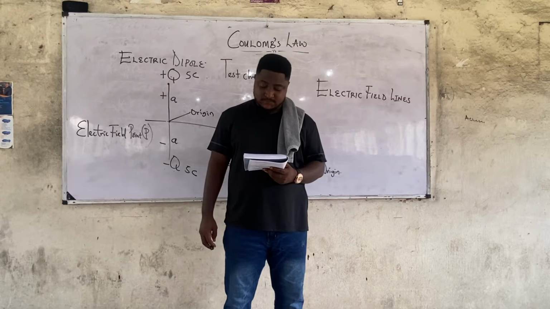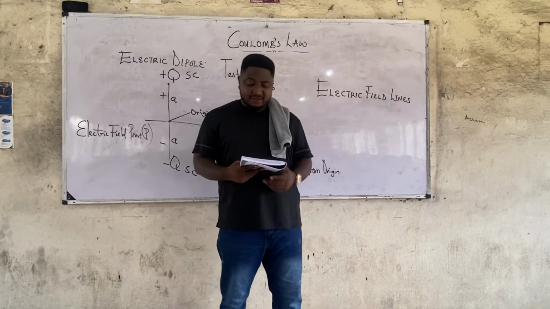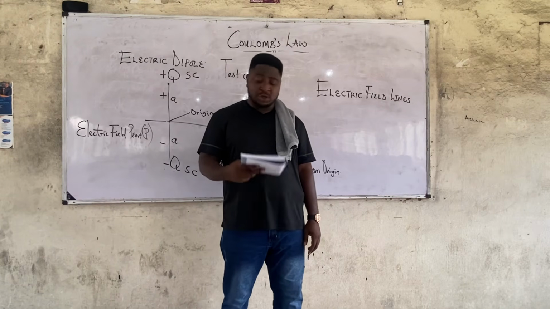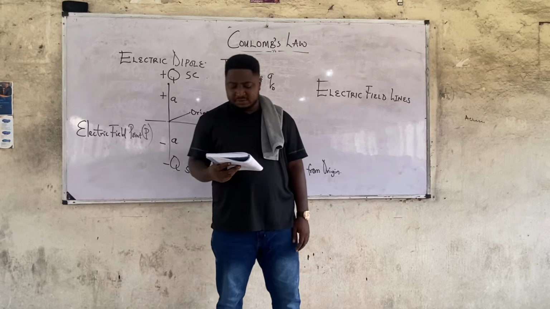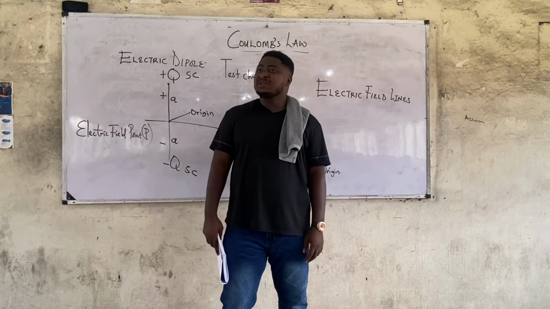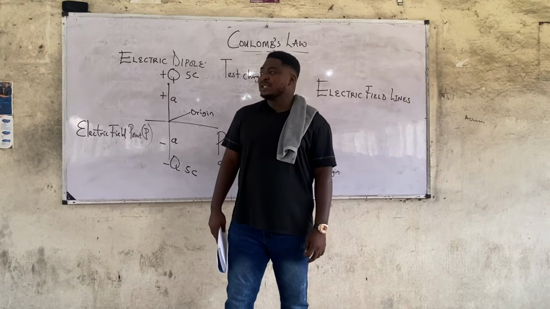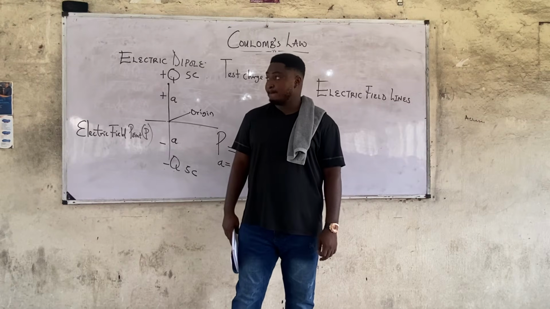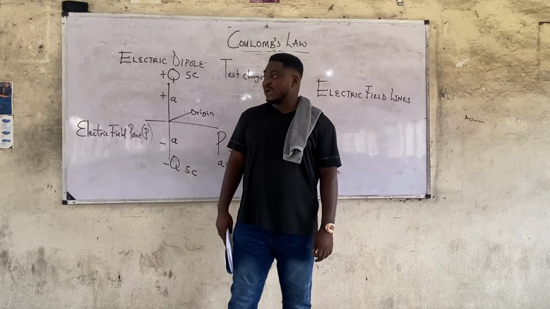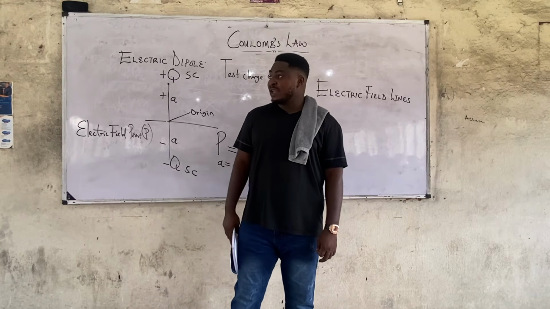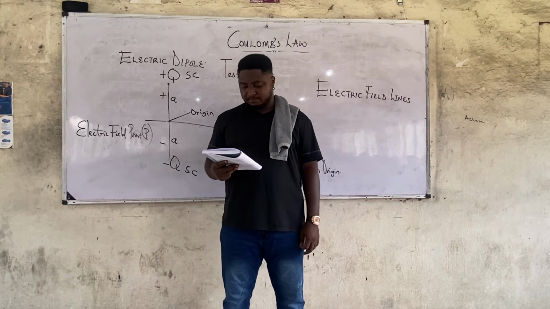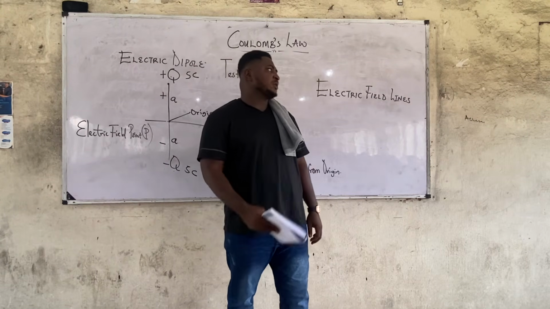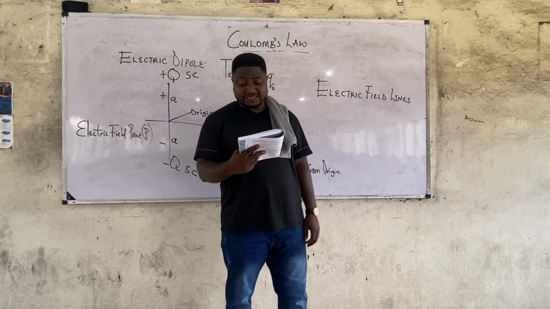Five. The lines of force are drawn such that the magnitude of the electric field is proportional to the number of lines crossing a unit area.